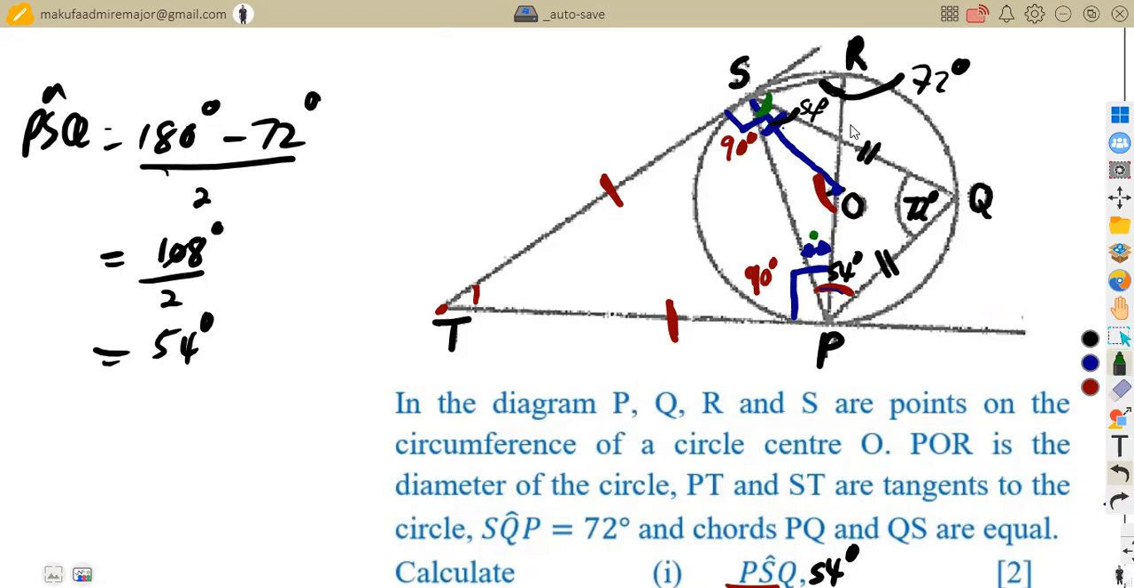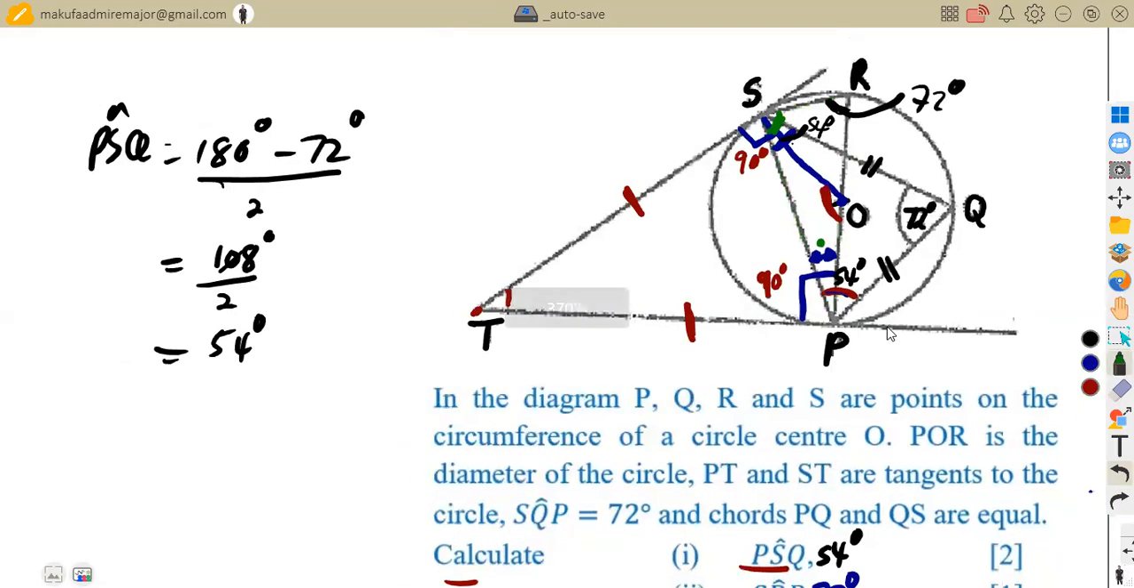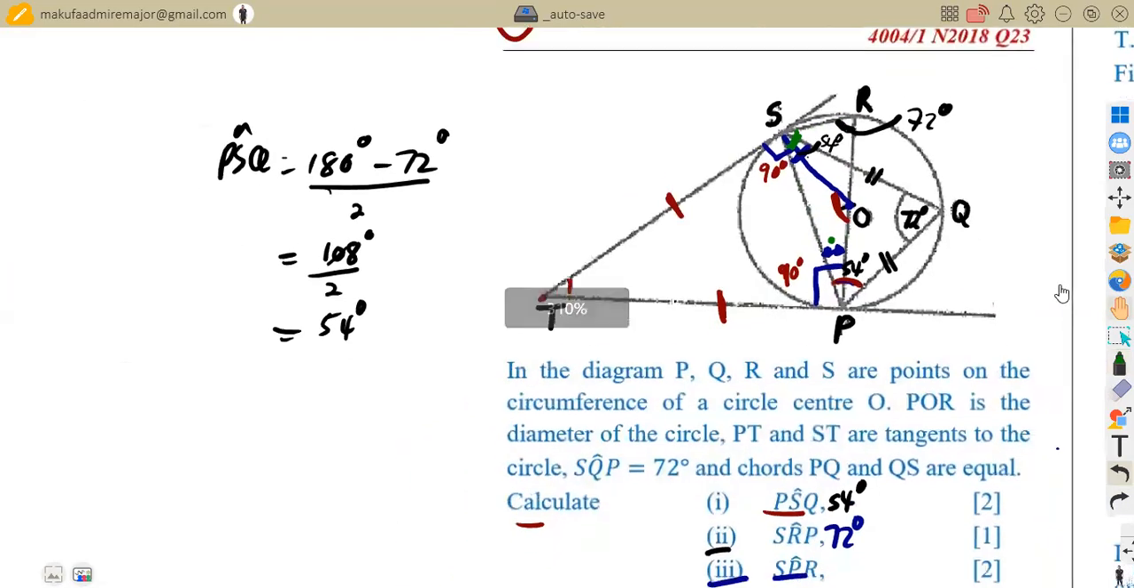I hope we are together. This angle here is 90 degrees. It's a right angle subtended by a diameter like this. It's creating 90 degrees. But this angle here is 72. So we have got an angle of 90, the whole of this, and this 72. So if we subtract these two angles, they are going to give us what?